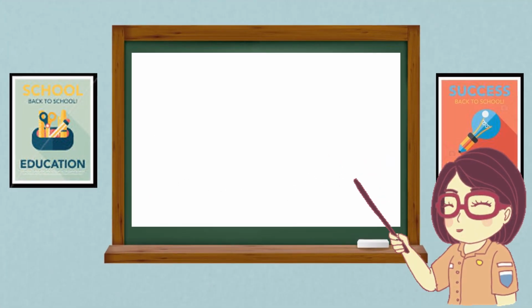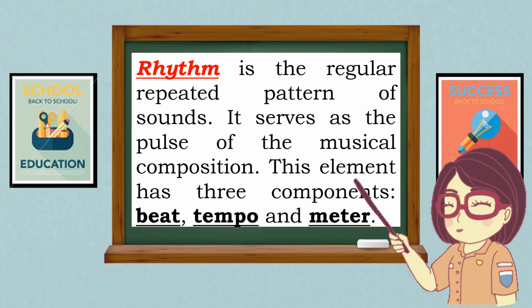Before we explore the music of the Luzon lowlands, let us first recall the different musical elements that you have learned in your previous music lessons. Rhythm is the regular repeated pattern of the sounds. It serves as the pulse of the musical composition. This element has three components: beat, tempo, and meter.